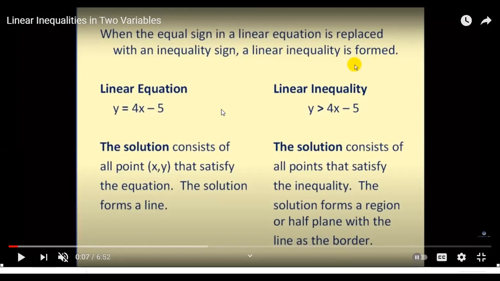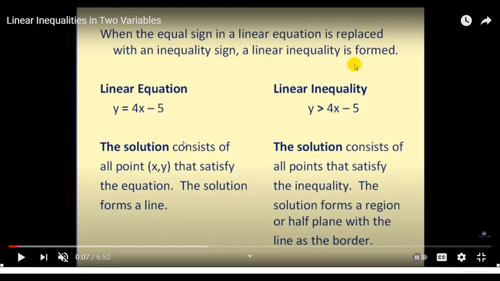When the equal sign in a linear equation is replaced with an inequality sign, a linear inequality is formed. As you see here, y equals 4x minus 5. If I replace this sign with an inequality sign, a linear inequality is formed. So we are talking about a part that is greater or smaller, according to the sign. If you want to compare the solutions of both cases, the solution of the equation consists of all points x and y that satisfy the equation, so the solution forms a line.